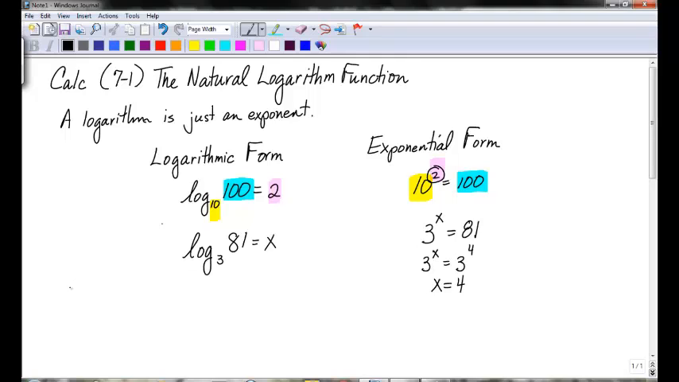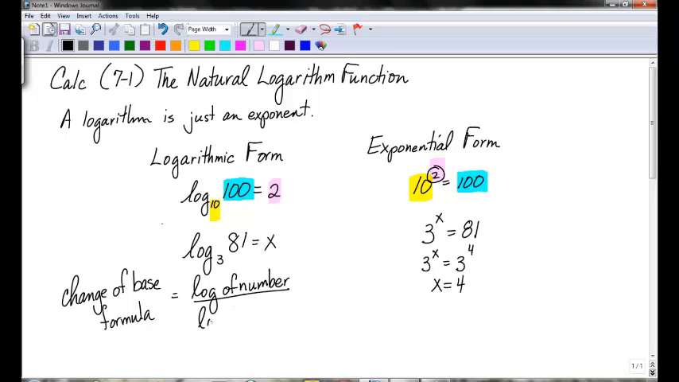Or on the calculator, remember we used what they call the change of base formula. Change of base formula. And that is the log of the number divided by the log of the base. You really use these a lot in different science classes too. So the log of the number would be the log of 81.